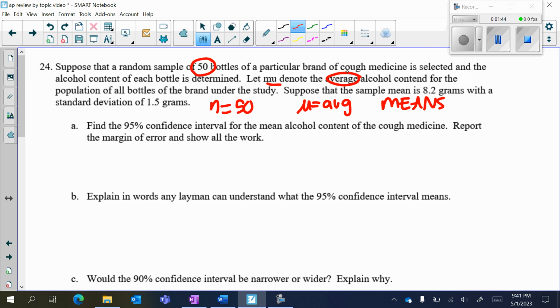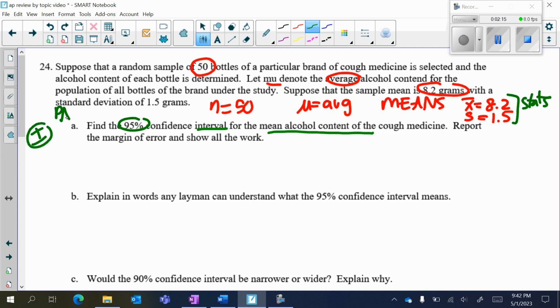Suppose that the sample mean is 8.2. That's x bar. And the standard deviation is 1.5. I'm assuming this is the sample standard deviation, 1.5. Now, these numbers are called statistics, and they're called statistics because they come from the sample. It says find a 95% confidence interval for the mean alcohol content of the cough medicine and find the margin of error. Notice we have the word interval. Interval starts with the letter I, and interval is in the word PANIC. PANIC has an I in it for interval. So if we were fully doing out this question, we would be doing the PANIC steps.